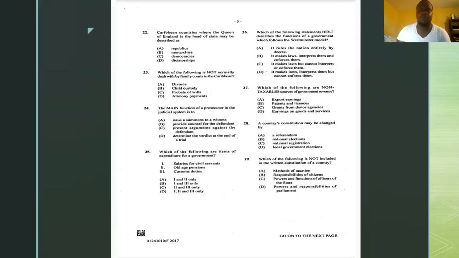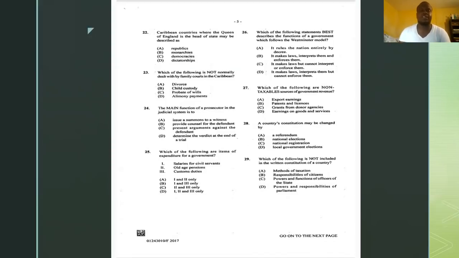Number 22 now says that Caribbean countries where the Queen of England is the head of state may be described as A, republics, B, monarchies, C, democracies, or D, dictatorships. Anywhere you hear queen or king, right, it is always referring to a monarch. So the answer for number 22 is B, monarchies.